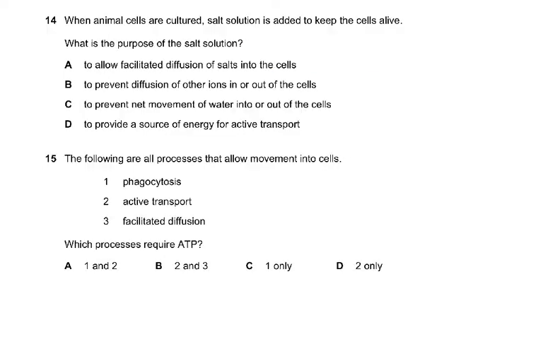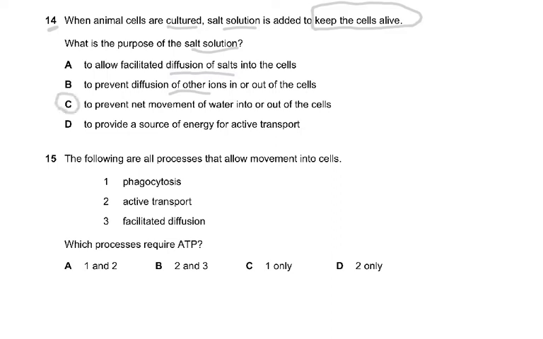So coming to question number 14, when animal cells are cultured, salt solution is added to keep the cells alive. You see, with animal cells we want more and more of the animal cells. What is the purpose of the salt solution? To allow facilitated diffusion of salts into the cell, to prevent diffusion of other ions into or out of the cell, to prevent net movement of water into or out of the cell, or to provide a source of energy for active transport. Now, why is the answer C?